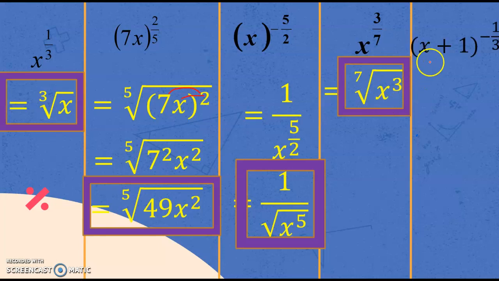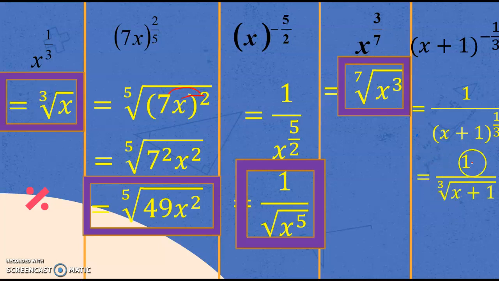Alright, next is, last example, quantity x plus 1 to the power of negative 1/3. If you notice, there is a negative sign. So we make it positive first before we do the process we did here. So equal to 1 over quantity x plus 1 to the power of 1/3. And then since it's already positive, we can now make it into a radical form. So 1 over cube root of x plus 1.